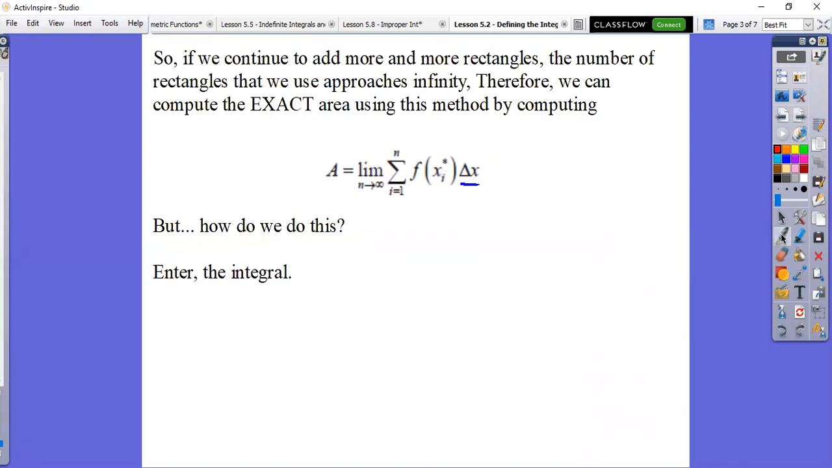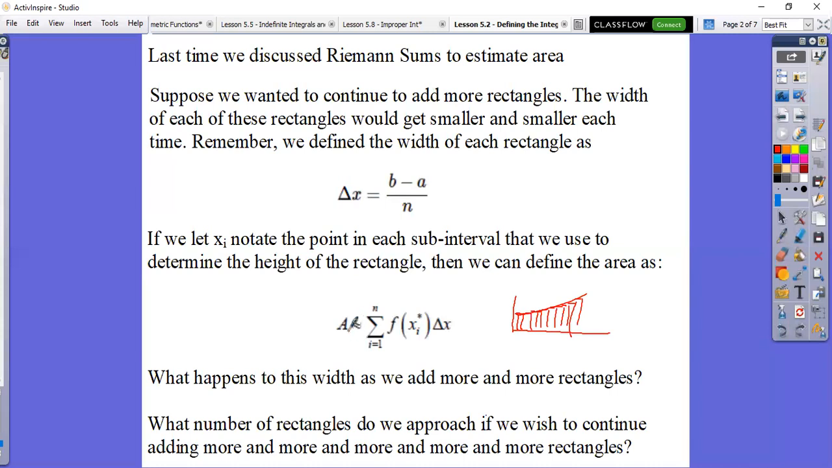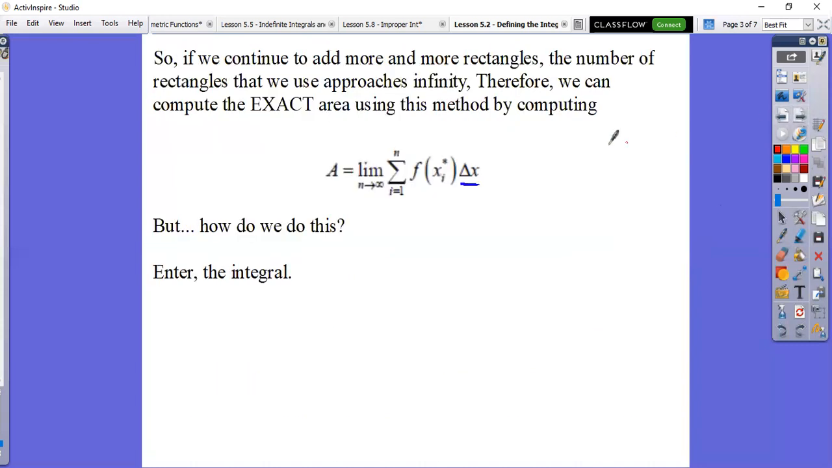So that's exactly what we're going to do. We're going to find the limit of this as n approaches infinity. If you notice here, this is now actually equal to the area. So right here, this was an approximation because we were using a finite number of rectangles. But if we find this limit, then we can find the limit as I approach an infinite number of rectangles, which means the widths will be infinitely small and it will give me the exact area underneath the curve.